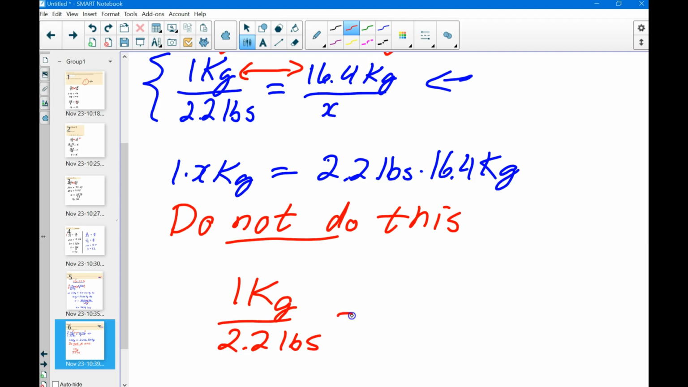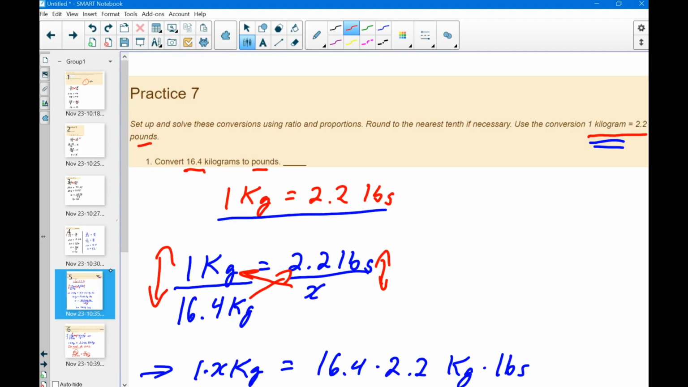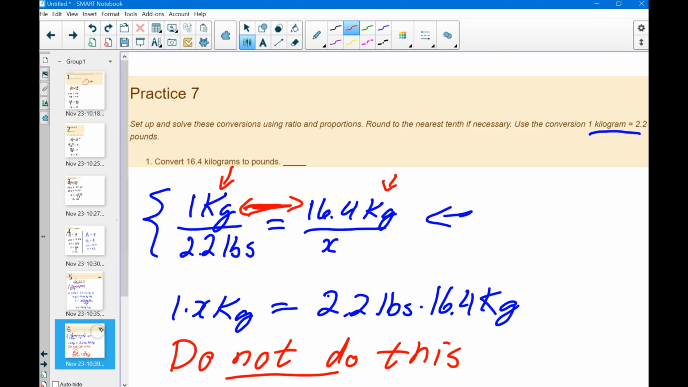So after this, do not put the kilograms like that, or pounds like that. They're not lined up properly. So either you line them up like this, or you line them up like this. Do not mix them up.